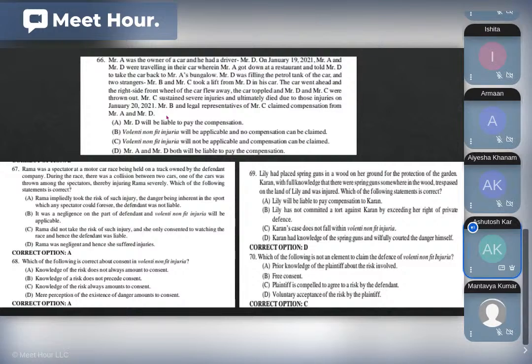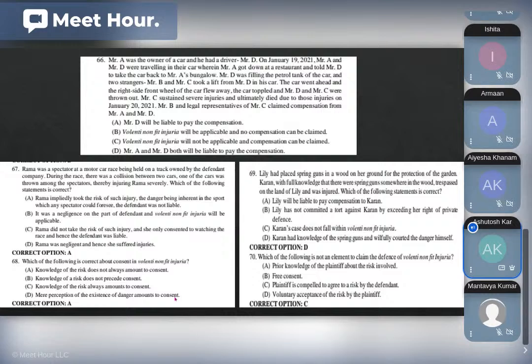Knowledge of a risk does not precede consent. बोल रहे हैं कि knowledge of risk जो है वो consent को precede नहीं करता. कैसे नहीं करता? You have to be aware of the risk. उसके बाद तुम consent दोगे ना. So of course it precedes. Knowledge of the risk always amounts to consent? No. It may be that you are aware of the risk, but you have not consented to it. Mere perception of existence of danger amounts to consent. No. Just because तुम्हें पता है कि अच्छा शायद कोई dangerous चीज हो सकती है, that does not mean कि तुम consent कर रहे हो. You have to specifically have already voluntarily agreed to suffer the harm.